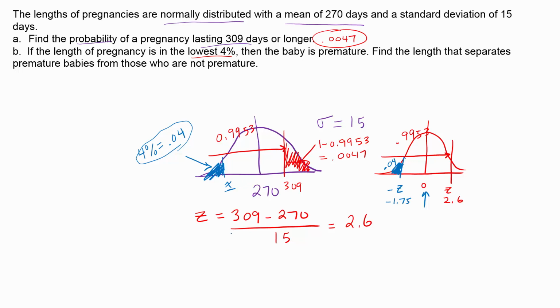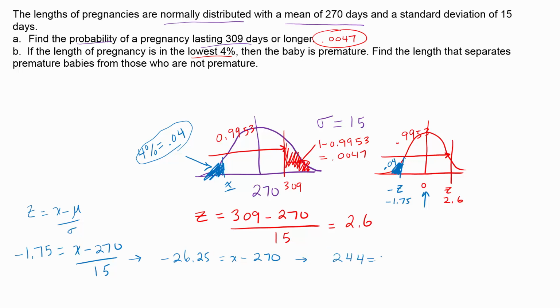Well, I want this x value. Well, once again, I have my formula, my z equals x minus mu divided by standard deviation. I just found my z. I'm looking for x. They give me the mean and they give me the standard deviation. So if I multiply 15 on both sides, I get negative 26.25. And then finally, I add 270 on both sides, and they want you to round this to the nearest integer. And so I get the length of 244 days.